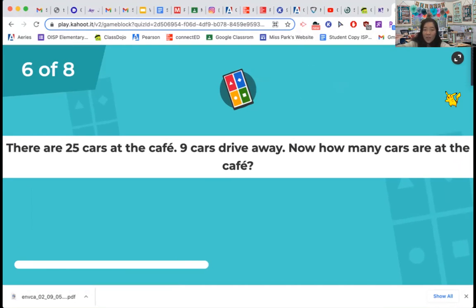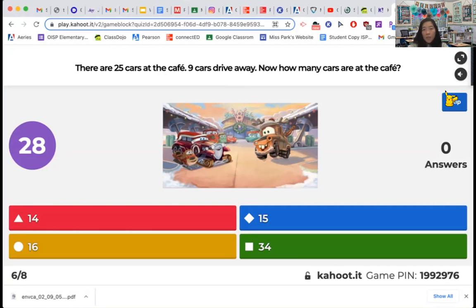So there are 25 cars at the cafe and 9 cars drive away. How many cars are at the cafe? Well, I know that 25 minus 5 equals 20. Now I have to take away 4 more to get to 9 total. So 20 minus 4 equals 16.